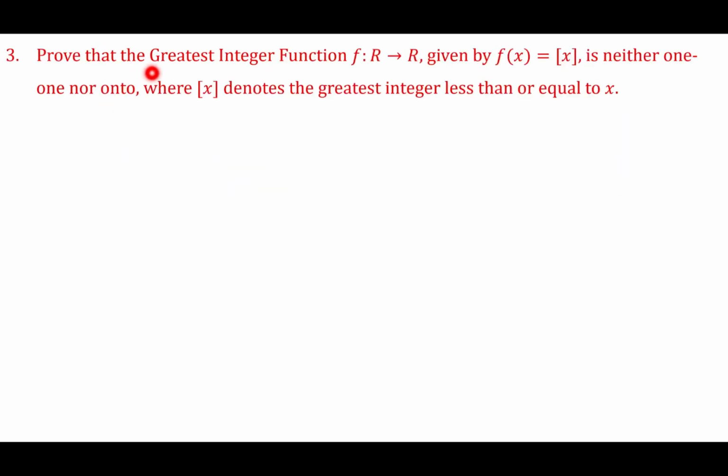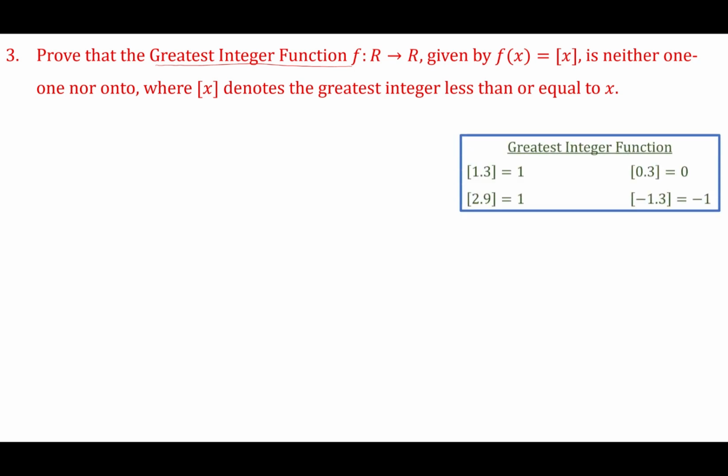Question 3. Prove that the greatest integer function f from R to R given by f of x is equal to the greatest integer of x is neither one-one nor onto, where the greatest integer function is denoted like this, which means less than or equal to x. At first, we need to understand what the greatest integer function is. The greatest integer function is nothing but rounding down to the nearest integer.